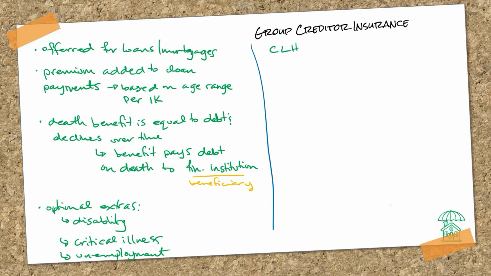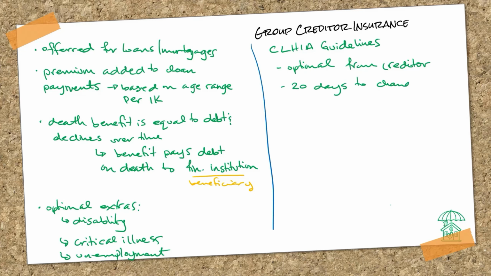Now, there are CLHIA guidelines for group creditor insurance. And it's important that your clients know this because there can be a lot of miscommunication in this area. The insurance provided is optional from the creditor, so the client can decline it. They have 20 days to change their mind, and they can also cancel it at any time. They are not required to get this insurance. They could be required to get some sort of insurance, but it does not have to be through the creditor.